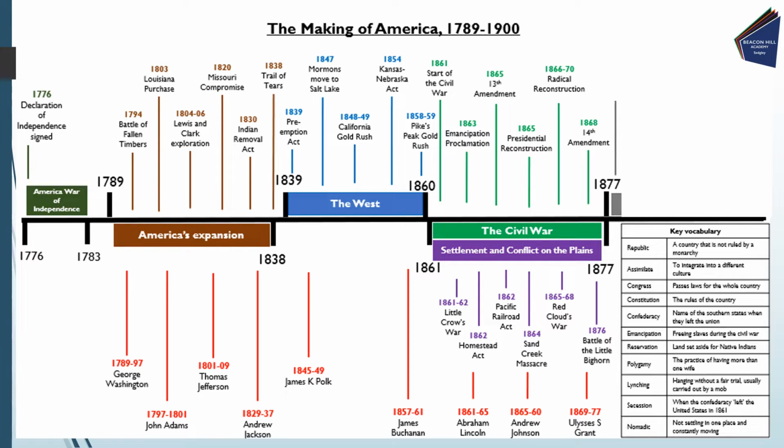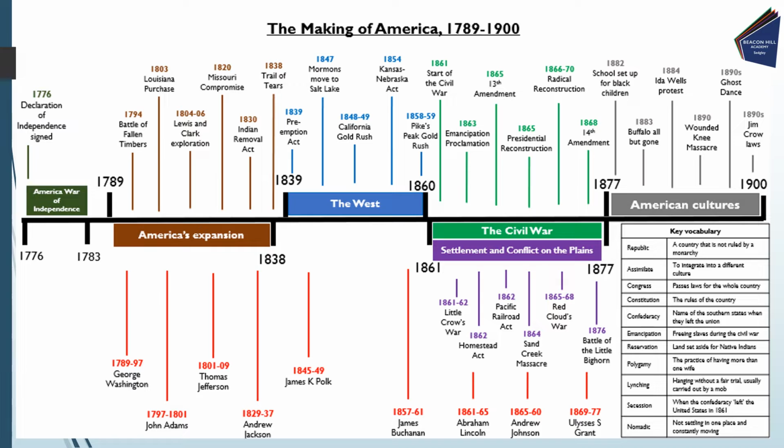Period 3 has 2 themes within it, and they are the American Civil War, which has been covered in the previous video, and settlement and conflict on the plains, which is the focus for this one. It's really important that you know that these 2 themes run alongside one another and that the dates for both theme 3 and 4 are 1861 to 1877. And the final theme for the Making of America is American cultures, and the final dates for that are 1877 to 1900.